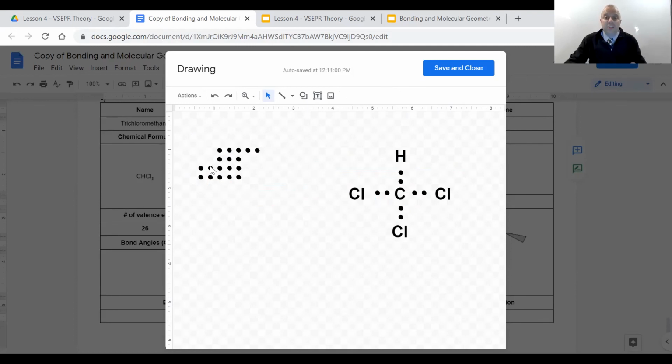So the next part, hydrogen, remember, is satisfied with just 2, so it's not going to get any more. So now I'm going to take the rest of these electrons and move them so that they surround all of our chlorines with 8. Oops, that's a 3 there.